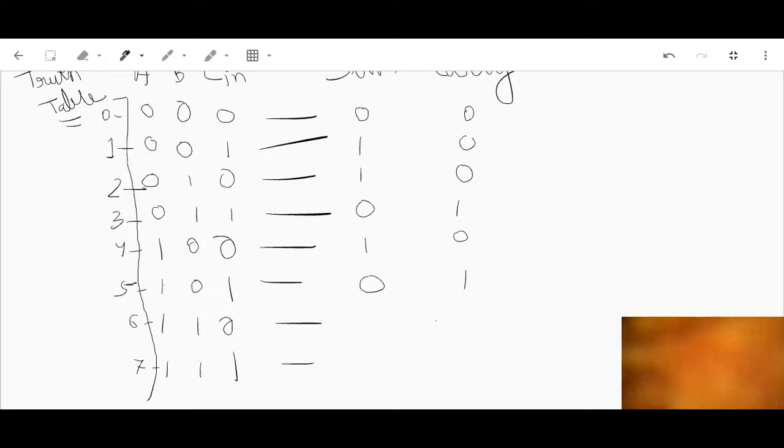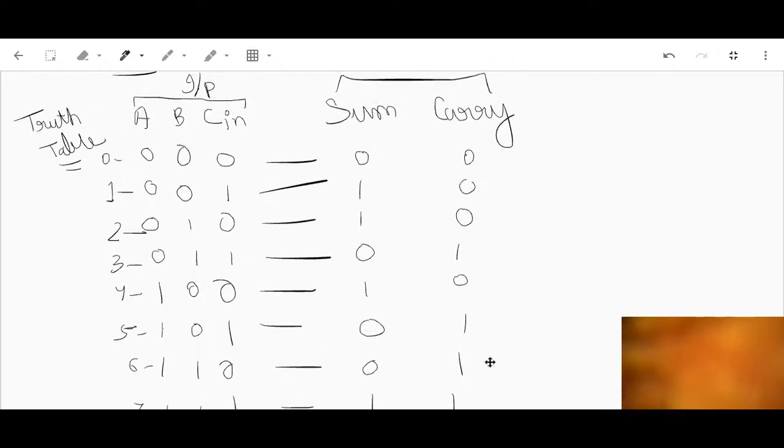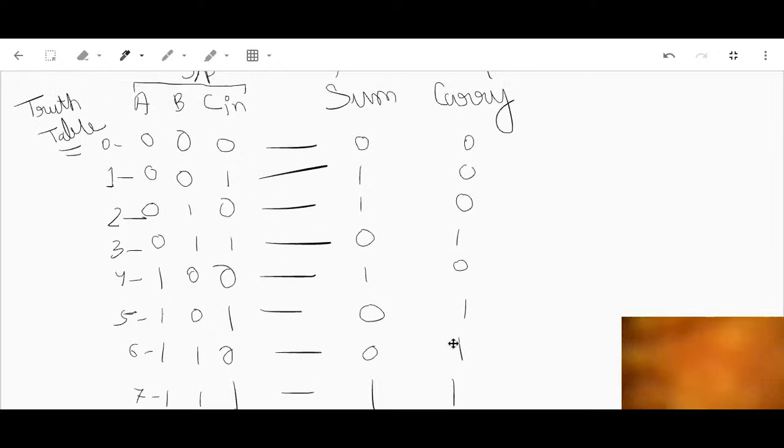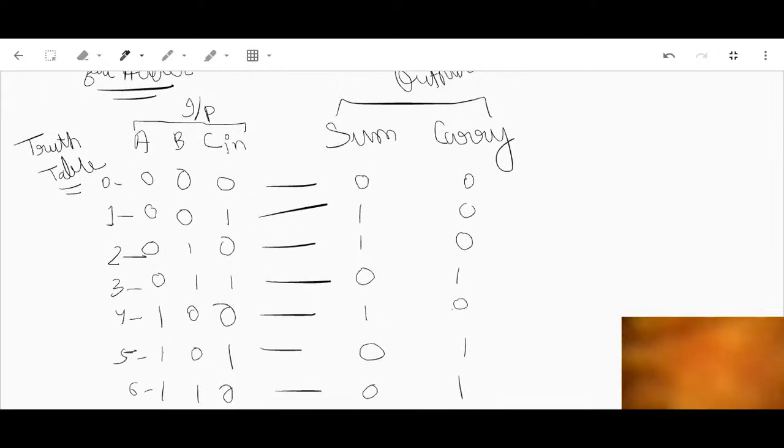So after that, the input will be 1, 1, 0. So the output will be in sum 0 and carry 1. And after that, the output will be 1 and 1. Okay. So this is the truth table.